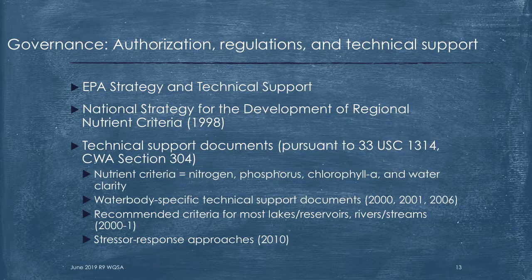So EPA is really concerned about this, and we're doing a lot. We have a bunch of strategies and technical documents. We developed 304(a) criteria in 2000 for all the lakes and streams across the nation. We have a strategy for developing nutrient criteria, and we have a ton of technical documents. These are just some of them. You want to just Google EPA nutrients, and you'll find most of these.